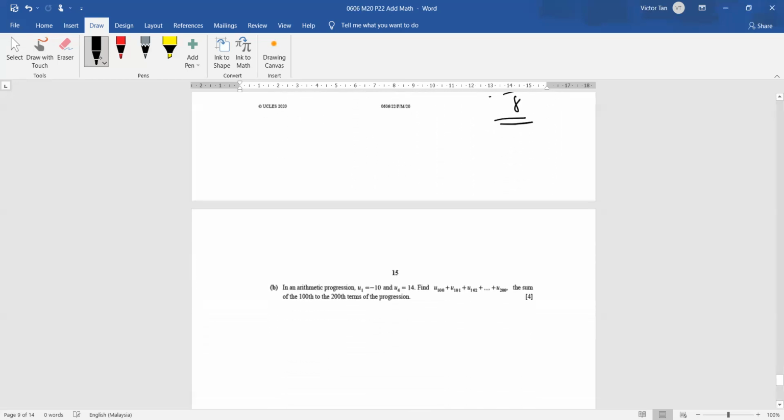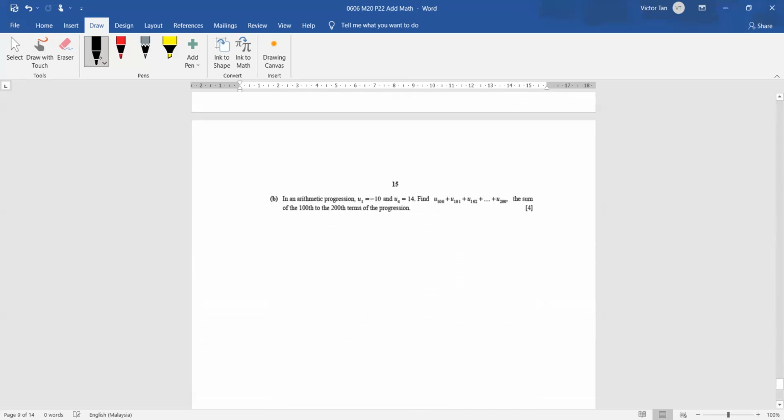I'm finished. Oh, still got one more. In an arithmetic progression, u1 equals minus 10, u4 equals 14. Find the sum of u100 to u200. So we're going to find the common difference. u4 equals minus 10 plus 3 times the difference. So 14 equals minus 10 plus 3d, so d is 8.